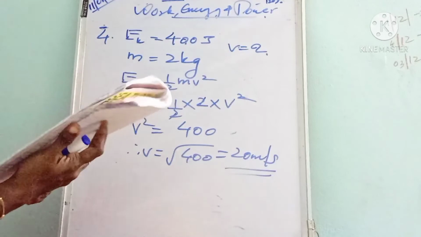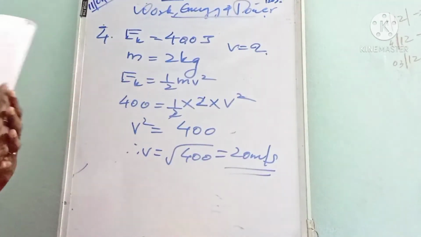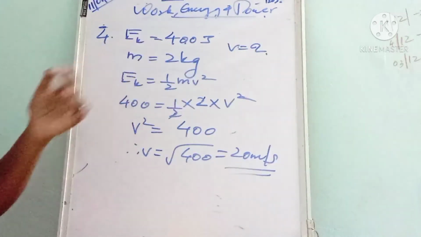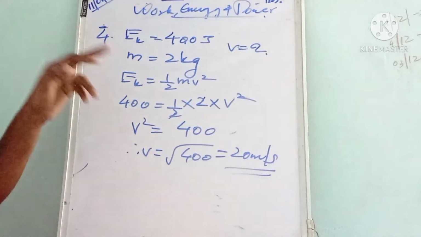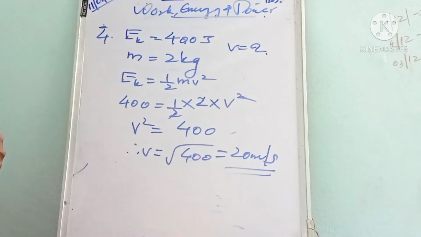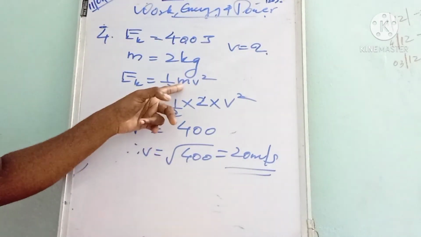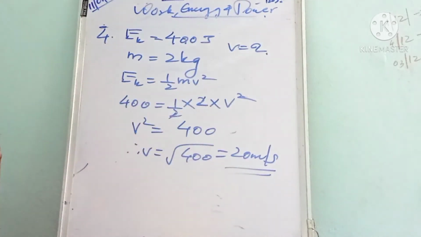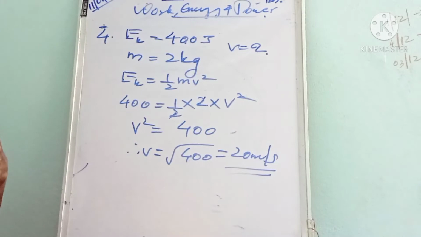Here, the kinetic energy Ek is given as 400 joule and the mass of the object is given as 2 kg. We have to calculate the velocity with which that body moves. So first we can write the equation for kinetic energy Ek is equal to half mv square. Ek is actually 400, that is equal to half into m is 2, then v square. 2 cancel and v square equal to 400. Therefore, v is equal to root 400, that is equal to 20 meter per second.